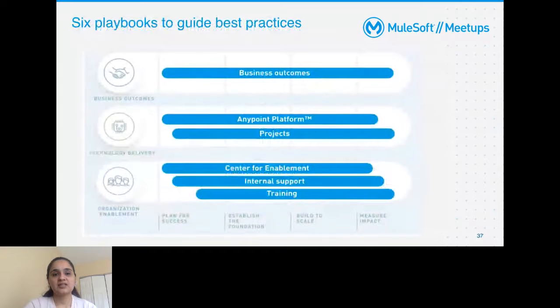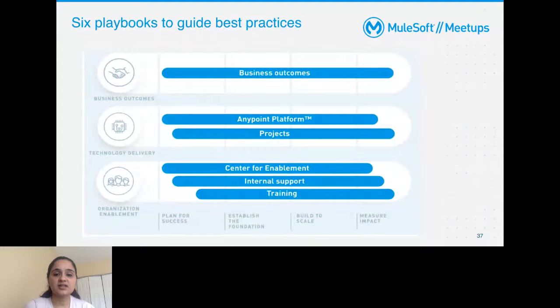So these are the 6 playbooks that MuleSoft Catalyst follows for best practices. First is the business outcome, as we saw in the last slide. They define the clear KPIs, key performance indicators, and the business outcomes in this phase. Second is the Anypoint platform. In the technology delivery, they establish the MuleSoft Anypoint platform and install it. They take the projects and start making the APIs. They create the API-led connectivity architecture for each project, and eventually it becomes the application network.